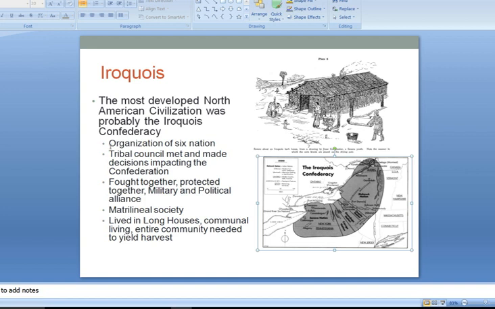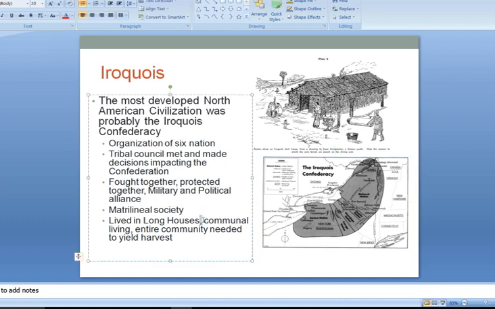Now, we got to remember, there's a lot of thinking out there that when Columbus got here, the Native Americans were a whole bunch of savages running around in the woods chasing after animals. Okay? The Iroquois could have taught the Europeans a thing or two, not only about government, but also about how to treat people. Okay? They lived in these longhouses. It was all communal living. Everybody looked after everybody else.